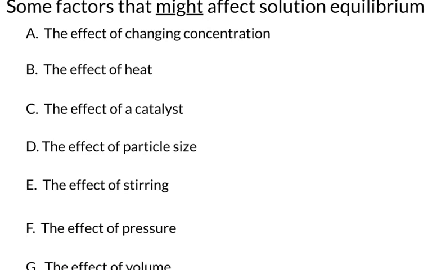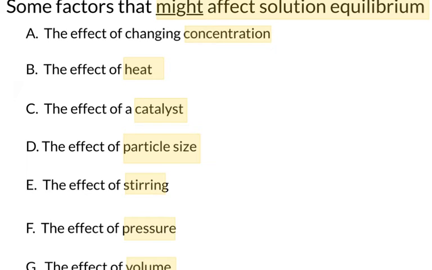So we're going to look at each of these different things that might affect the solution equilibrium. Not all of them actually have an effect, but we're going to look at each one individually. We'll start with the effect of changing the concentration of the reactants and or products. Then we'll look at the effect of heating the solution or cooling it. We'll look at the effect of a catalyst, the effect of the particle size, the effects of stirring, the effect of pressure, and finally the effect of volume.